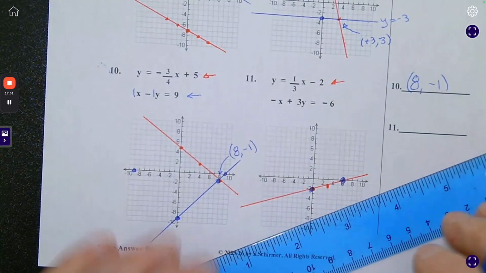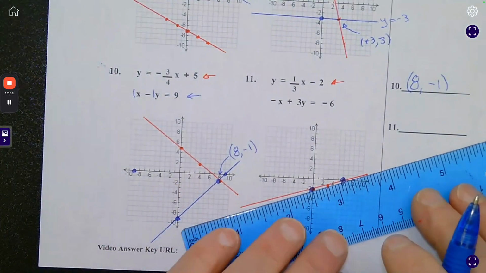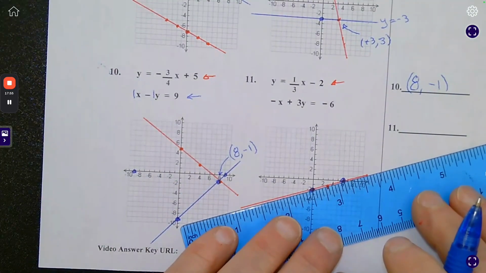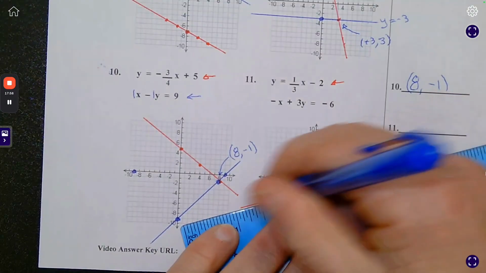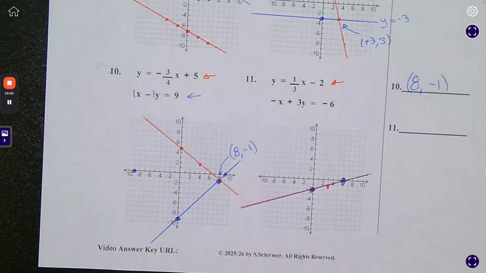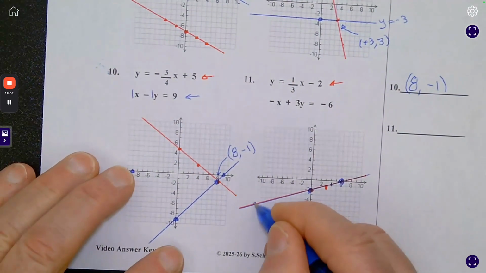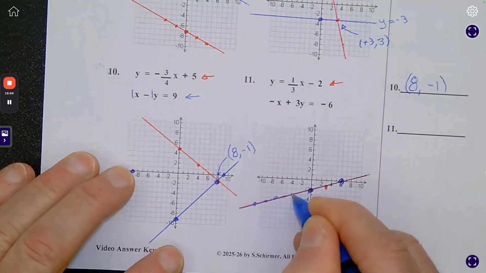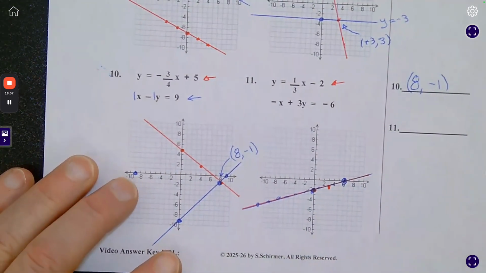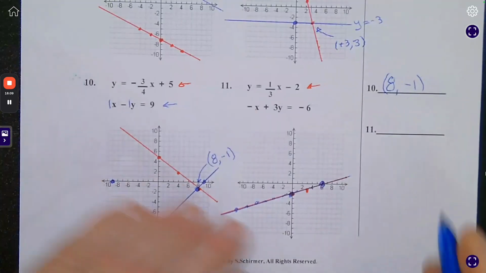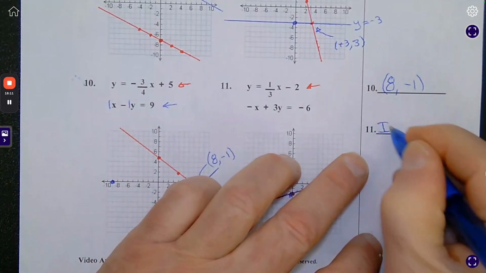Hold on, what's going on? If I draw that line, notice what happens. They actually land on top of each other. That means every single point is a point of intersection. And there's so many that I can't name them all. So what I'm going to say is infinite solutions.